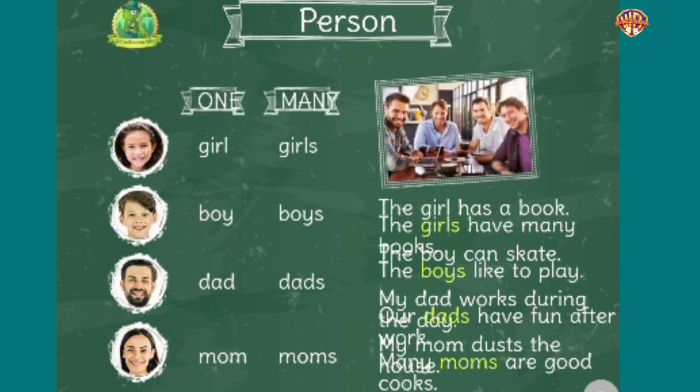Person. One, many. One girl. Many girls. One boy. Many boys. One dad. Many dads. One mom. Many moms. The girl has a book. The girls have many books. The boy can skate. The boys like to play.